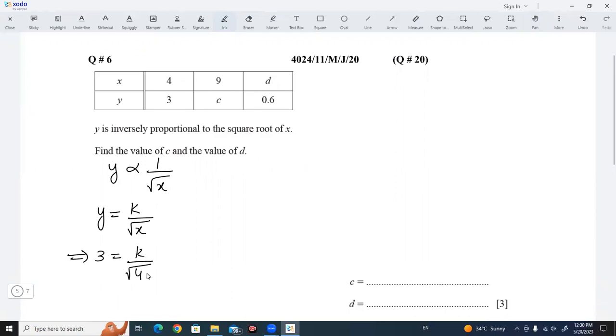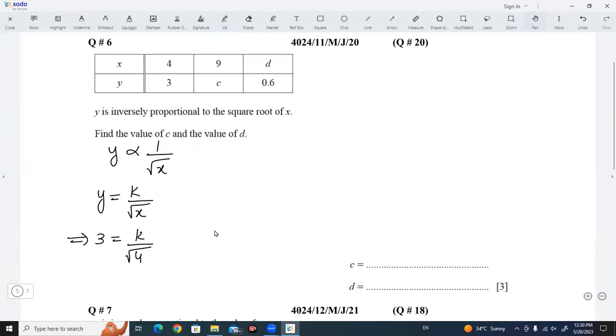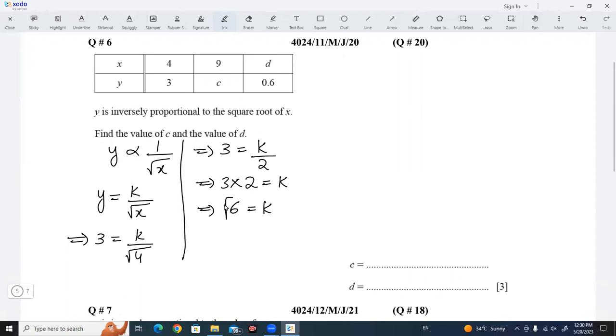The square root of 4 is basically a perfect square, so we can do it quite easily. So 3 equals k over square root of 4, which is 2, because 4 is the square of 2. Now cross multiply, 3 times 2 equals k. So 3 times 2 is 6. 6 is the value of k. Now replacing this value into the equation connecting x and y, it becomes y equals 6 over square root of x. Now we have to find the values of c and d.